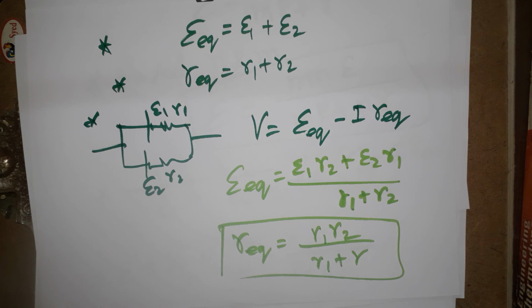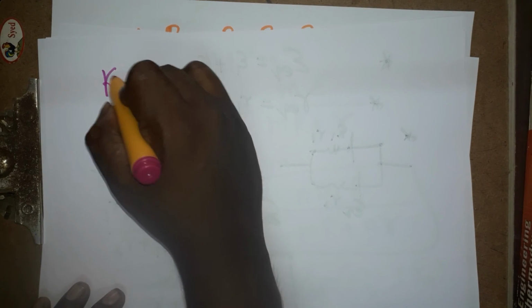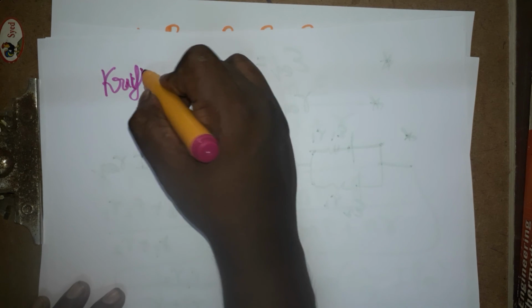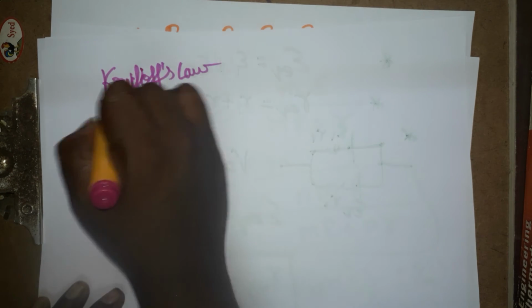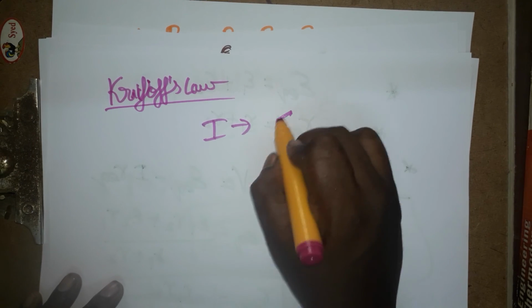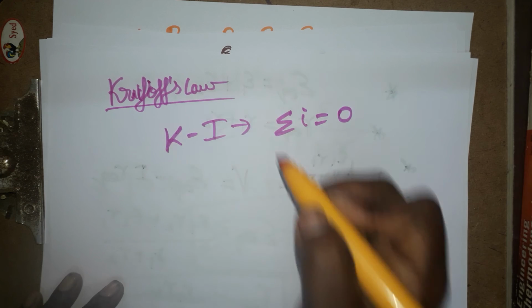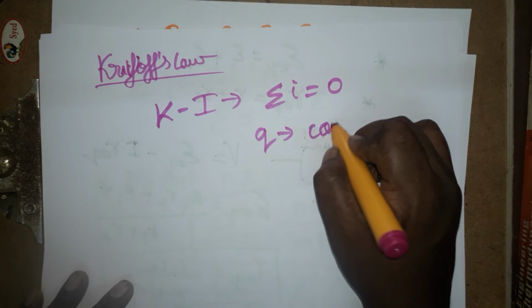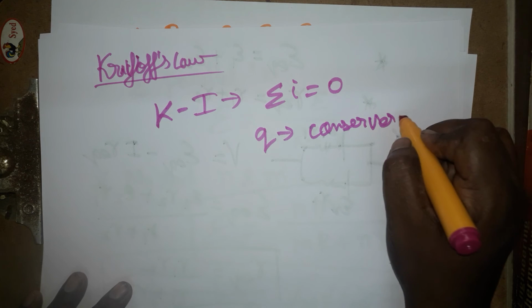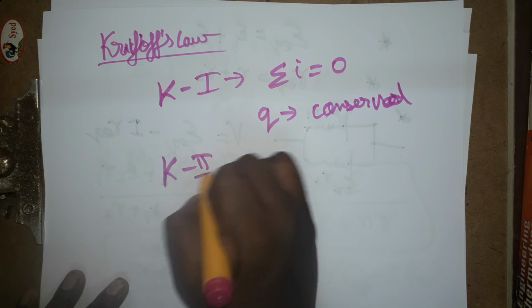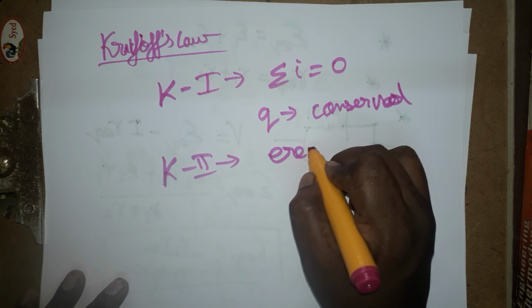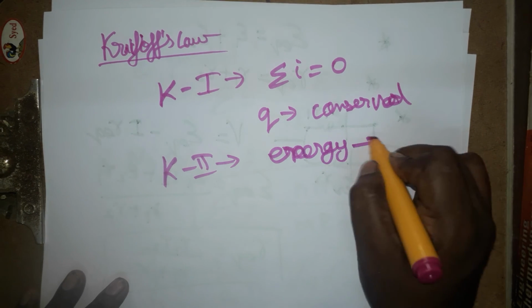Yeah, next one, Kirchhoff's law. There are two laws. One is based on the current law, and another one is based on the loop law. The loop law needs more explanation. Kirchhoff's first law is the current law: the algebraic sum of all the currents will be 0. Here charge is conserved. Charge can neither be created nor destroyed. The second law, Kirchhoff's second law, is called the loop law. Here energy is going to be conserved.